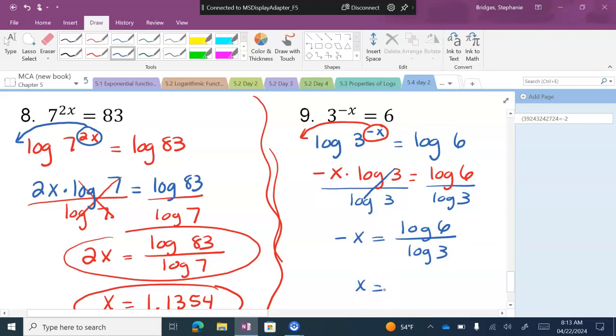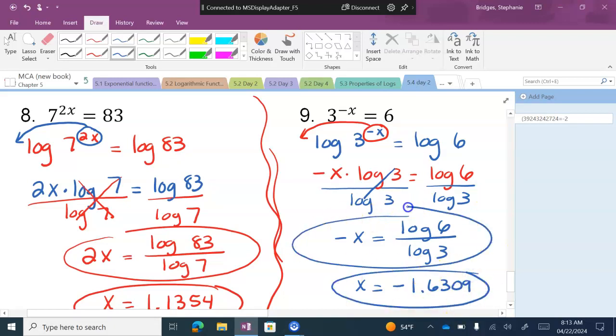In our calculator, we're going to do the log of 6 divided by the log of 3. And then we'll divide it by negative 1, which basically means we're just changing the sign of it, right? So we should get negative 1.6309. Is everybody okay with that? Any questions?